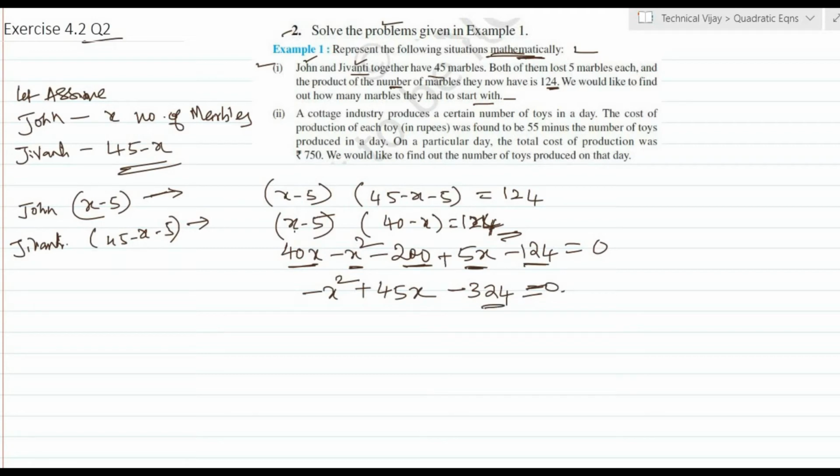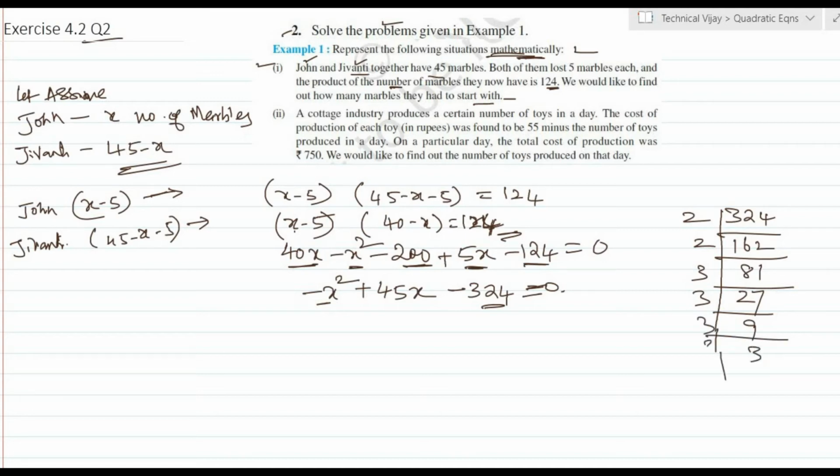So for 324, these factors we will find out. Here 324 factors, so we will go for 2: 2 sixes are 12, 2 twos are 4, 3 twos are 6, 3 threes are 9. So 3, 3, again 3. So these are the factors: 3, 3, 3, 3 and 2 and 2. So 45 we should get.